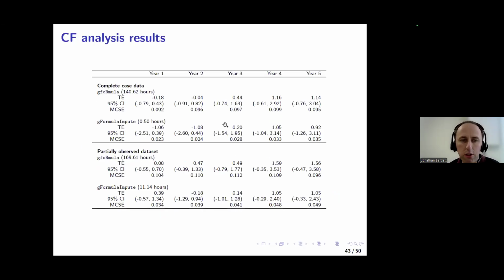So here are the results. On the top half are the complete case results, on the bottom half are the analysis of the data set with some values missing. And I'm not going to go through all of the results in detail, but we've got the treatment effect here, denoted TE, at year 1, 2, 3, 4, and 5. There wasn't anything in terms of statistically significant treatment effects, and this is consistent with previous analyses of this question using this data. But what we were particularly interested in is comparing the point estimates of the treatment effects and the confidence intervals between these two methods.